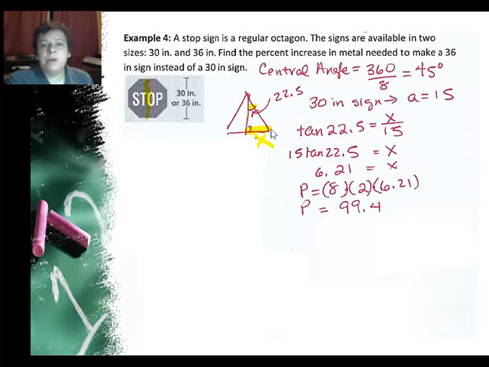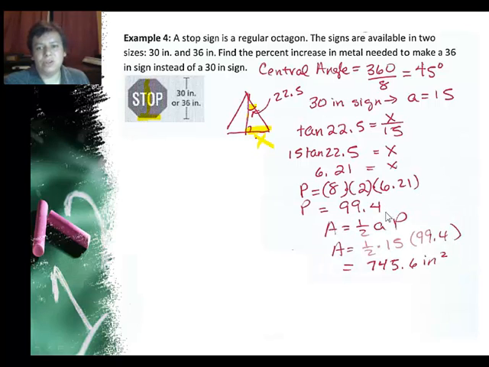To find the perimeter, I need this whole side. So I need the whole bottom piece right here. So I have to multiply that by 2. So 2 times 6.21, and then I have 8 pieces, so I multiply by 8. So the 8 comes from 8 pieces. The 2 comes because I only found half, and my perimeter is 99.4 inches.